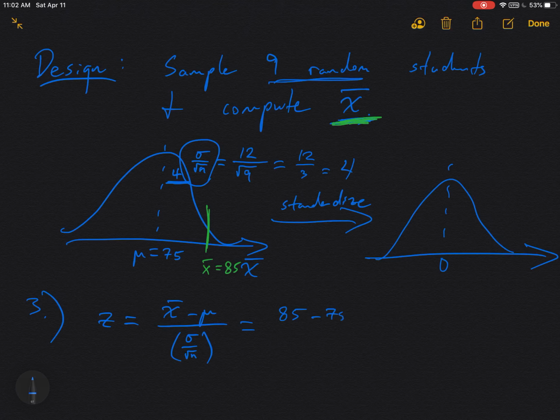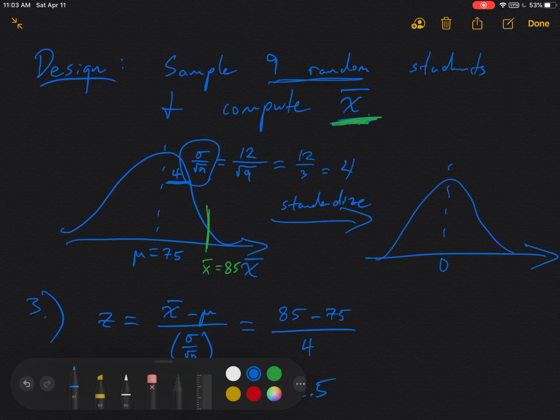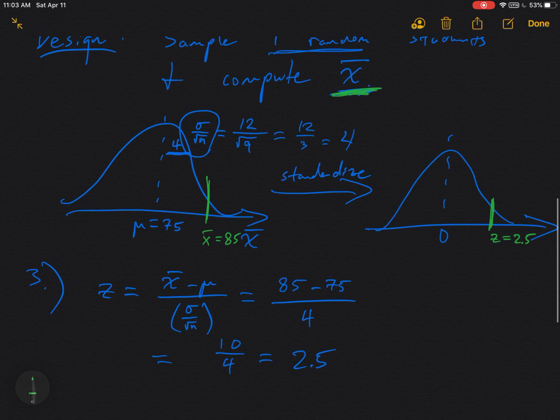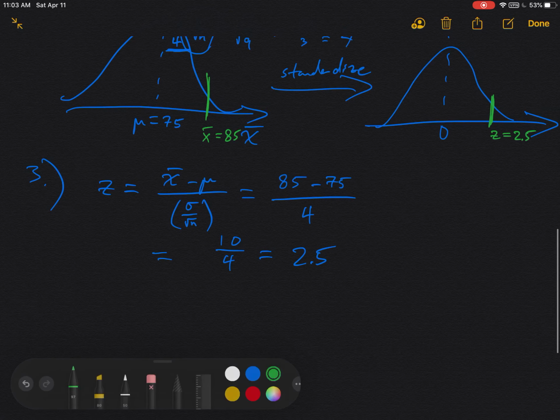And what we end up getting in this particular case is, our X-bar value was 85. We subtract the mean, and then we divide by the standard deviation, which we found to be 4. So this would be 10 over 4, which is 2.5. So whenever we standardize, the corresponding z-value that we get over here is a z-value of 2.5. So now we need to decide if that's an extreme enough z-value for us to reject or accept the null hypothesis.